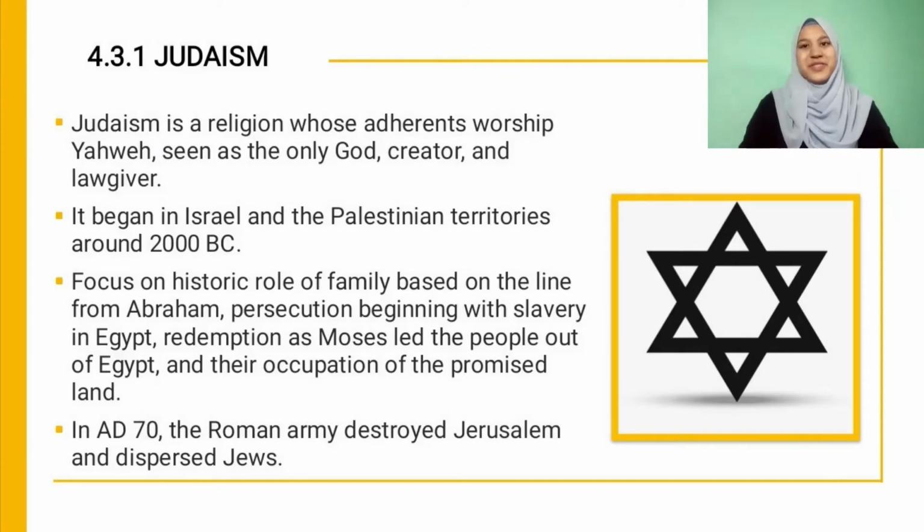First religion, Judaism. Judaism is a religion whose adherents worship Yahweh, seen as the only God, creator, and lawgiver. It began in Israel and the Palestinian territory around 2000 BC. It focuses on the hierarchical role of family based off the line of Abraham. Persecution began with slavery in Egypt, then redemption as Moses led the people out of Egypt, and the occupation of the Promised Land. In AD 70, the Roman army destroyed Jerusalem and dispersed the Jews.